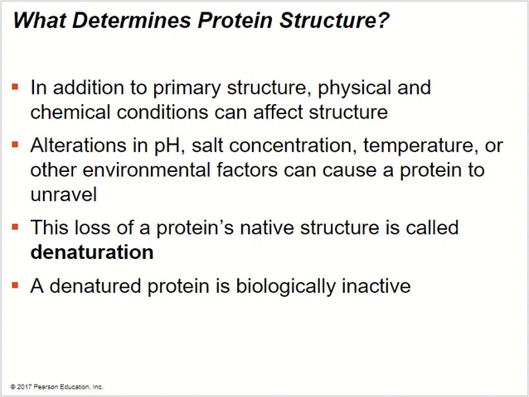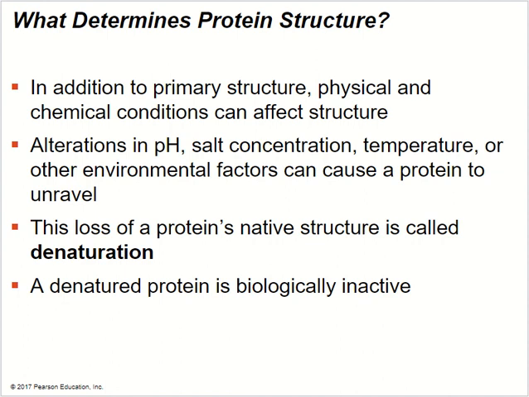In addition to primary structure, physical and chemical conditions can also affect structure. Alterations in pH, salt concentrations, temperature, or other environmental factors can cause a protein to unravel, which is called denaturing or denaturation, which is the loss of its inherent native three-dimensional structure.